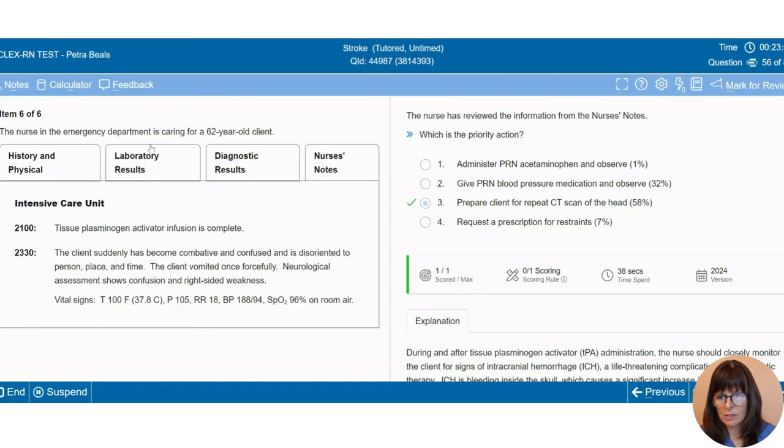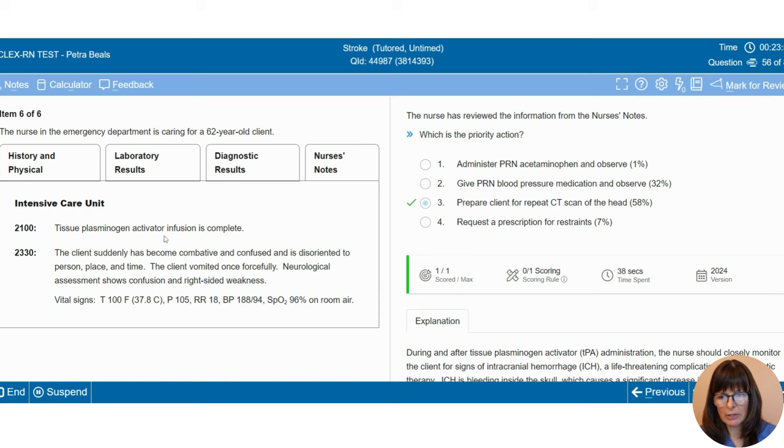So let's go ahead and see question number six in this practical application that we've been following throughout this entire series. Item number six, we are still caring for this patient in the emergency department. We've already looked at these three tabs. Now we have this new tab, nurses notes. Here we're in the intensive care unit.